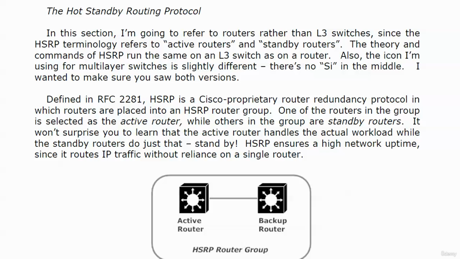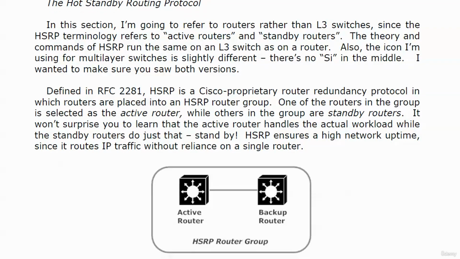Now, HSRP is defined in RFC 2281, and it's a Cisco proprietary router redundancy protocol. What we're doing is putting physical routers into an HSRP router group. One of the routers in the group is going to be selected as the active router. The others are going to be the standby routers. And it will not surprise you to learn at this point that the active router is going to handle the actual workload, and the standby routers, frankly, are going to sit there and stand by and watch the active router do all the work.